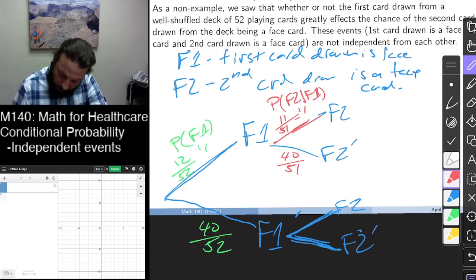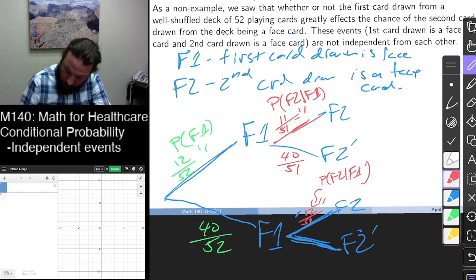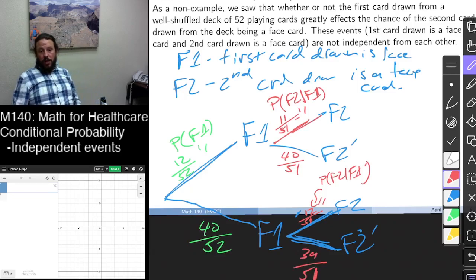And similarly down here we fill in. Here the first card is not a face card, so we're looking at the probability that the second card is a face card, given the first card was not a face card. Since it wasn't a face card, we still have 12 face cards left, and we have 51 cards left. And that's going to leave us with 39 out of 51 for the probability that a face card is not drawn second, given that a face card was not drawn first. So that's the whole tree diagram.